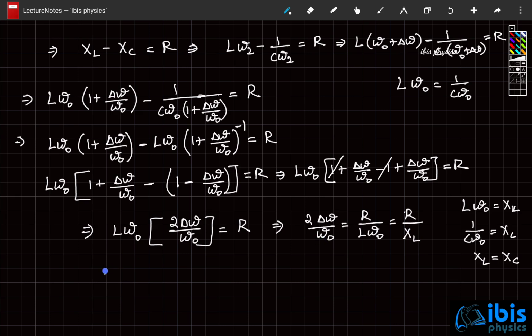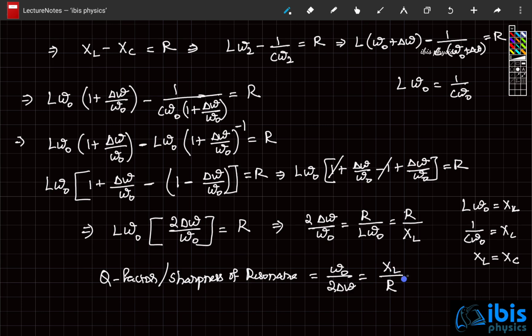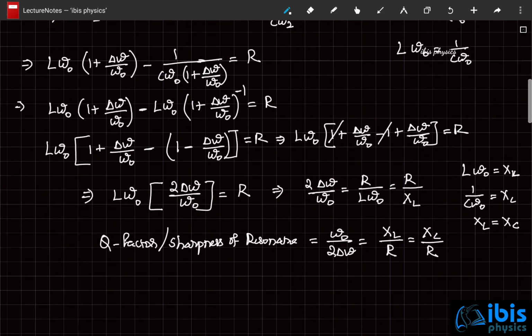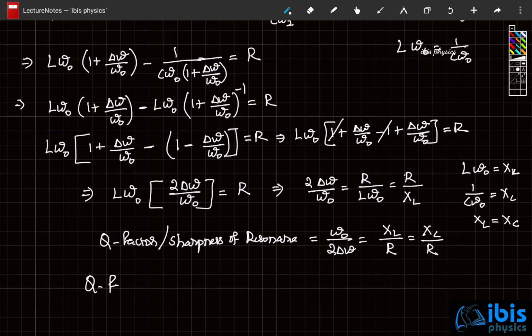So the quality factor or sharpness of resonance is equal to omega naught by 2 times delta omega. That has come out to be XL by R. XL can also be written as XC by R. So the sharpness of resonance or Q factor can be defined as omega naught by 2 times delta omega, which is XL or XC by R.